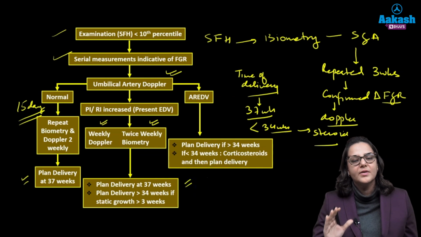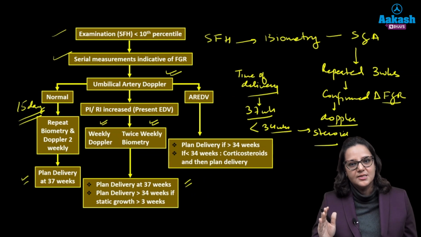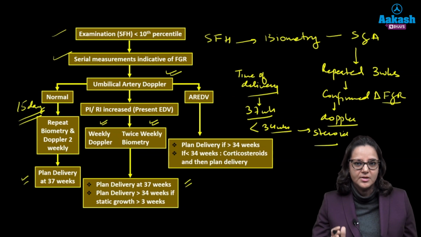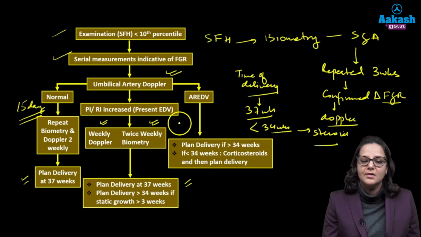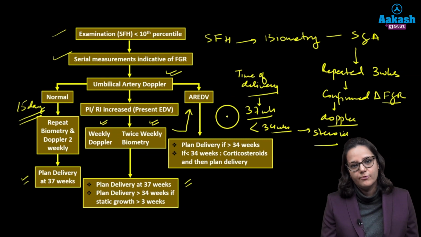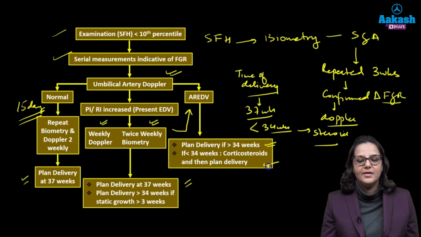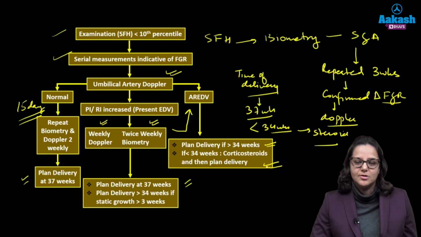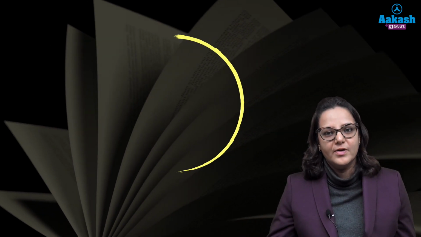But if we see that the baby is not growing for 3 weeks, there is static growth, or from increased resistance it has become absent or reverse Doppler flow, then we are going to deliver these patients immediately. If the baby is less than 34 weeks, we will give steroid, wait for 48 hours, and then deliver the baby. Alright. So similarly, if we come to know through this monitoring that there is absent or reversal of end diastolic flow, we will plan delivery. If more than 34 weeks, we will go ahead with delivery. If less than 34 weeks, we will give corticosteroids. Alright. So this was all about fetal growth restriction.